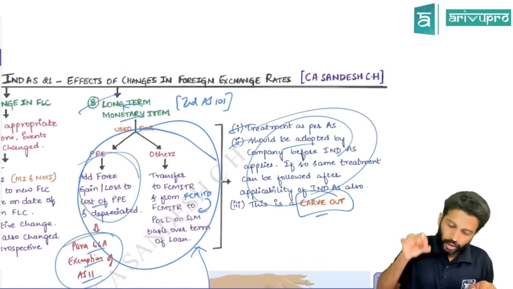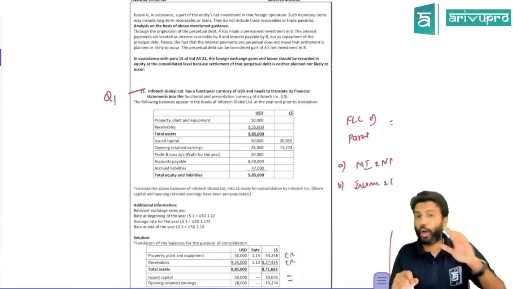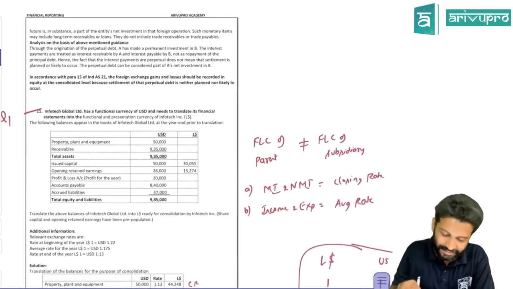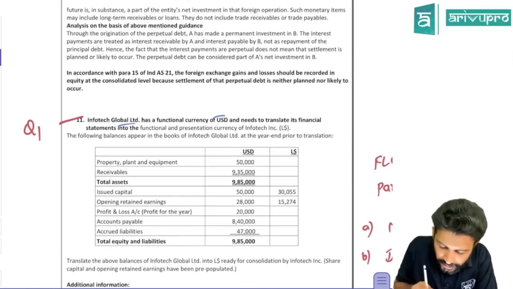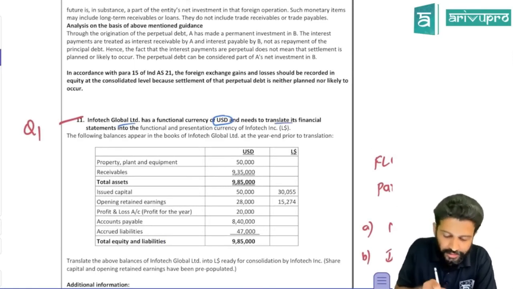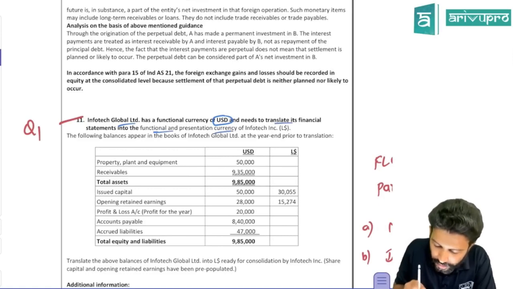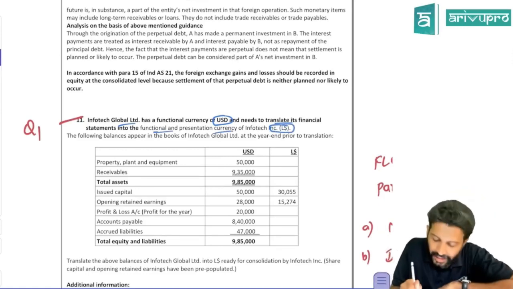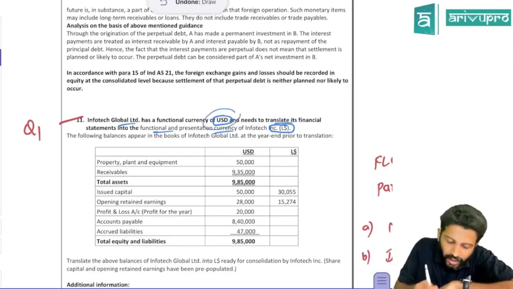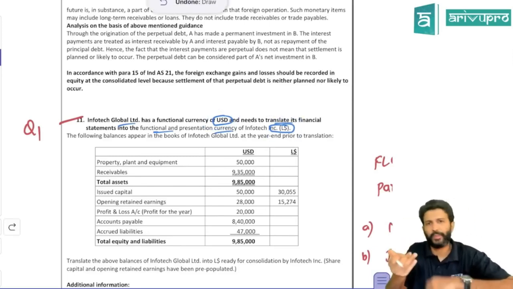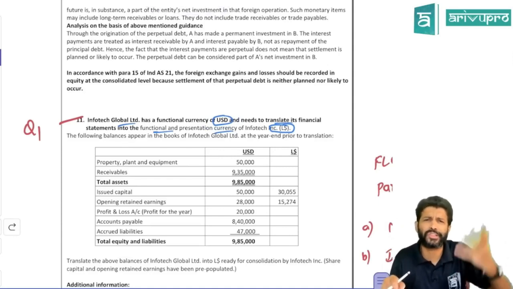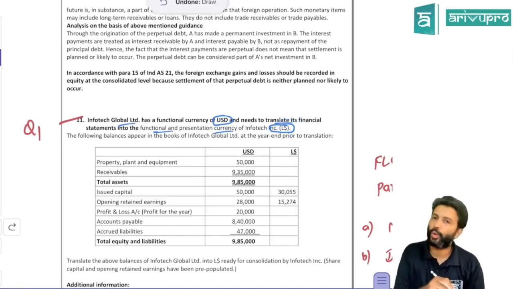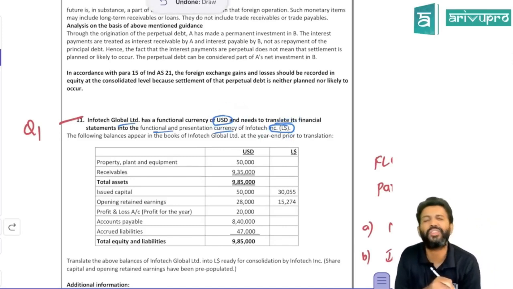Okay, great. So we have covered all the concepts. Now let's quickly run over all the questions relating to this particular standard. Infotech Global Limited has a functional currency of US dollars and needs to translate its financial statements into the presentation currency of Infosys Incorporated, local dollars. They need to do some translation. The parent's functional currency is local dollars and the subsidiary's is US dollars. Many companies have their country's dollars, Australian dollars, Singapore dollars, like this.